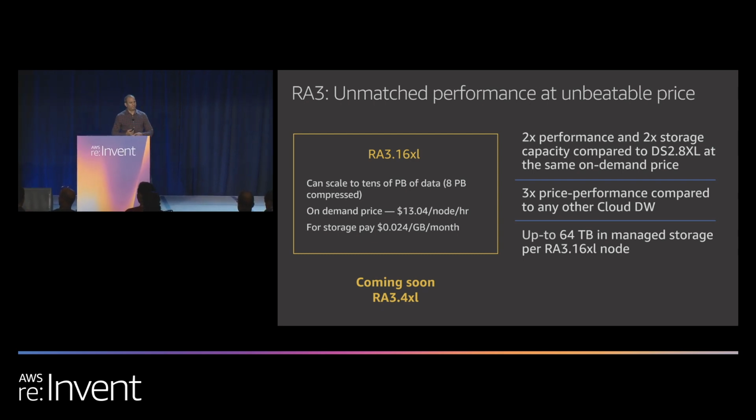We are also launching a smaller version of this node type in the next few months. So what do you get with RA3 if you already have a Redshift cluster? In the next few slides, I'll talk about how it compares to your current Redshift. Should you migrate to this instance?